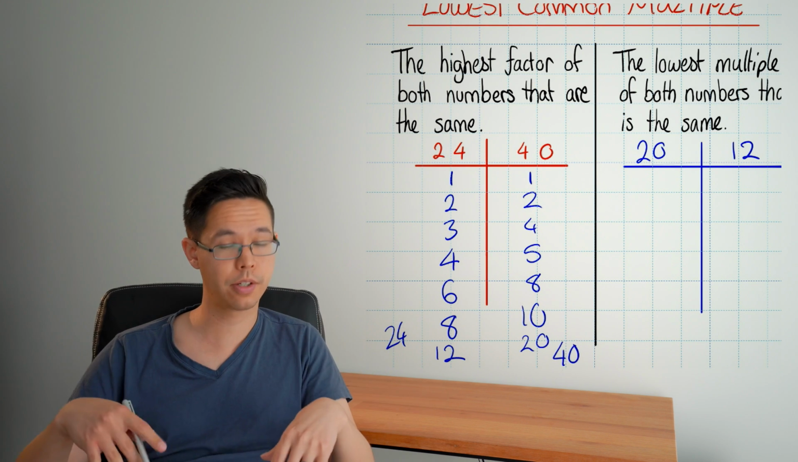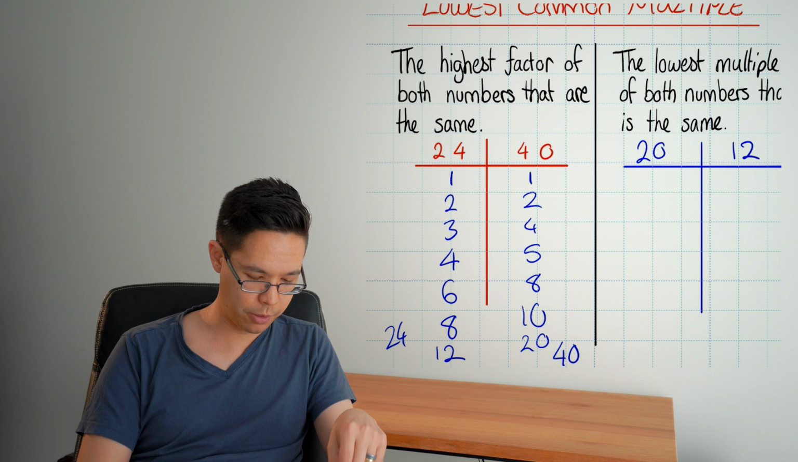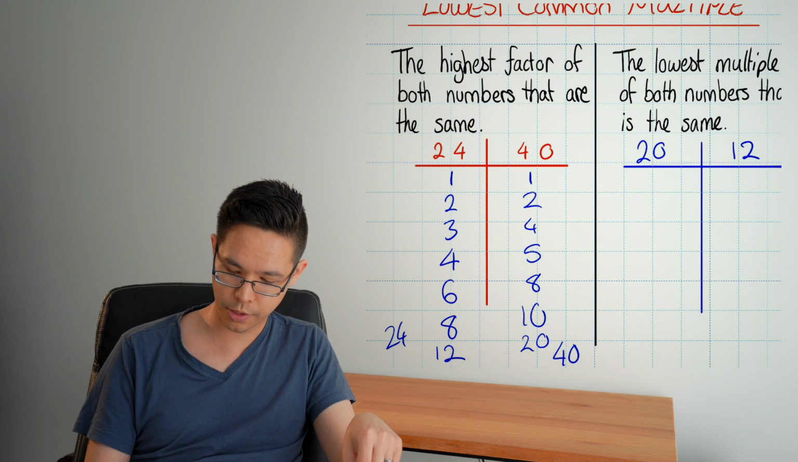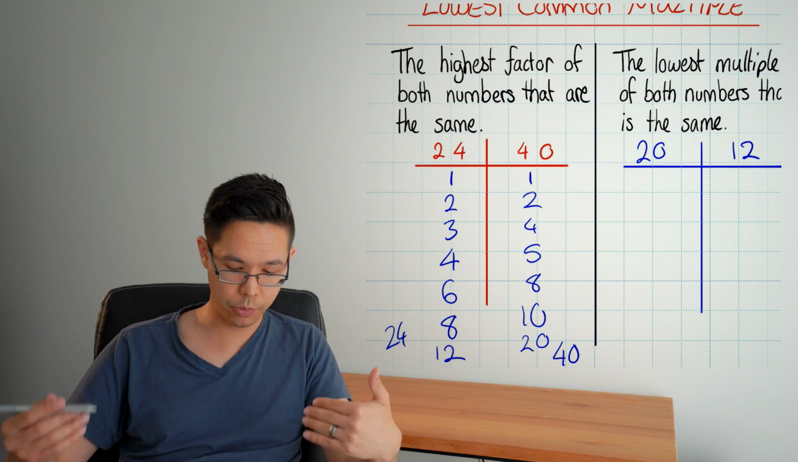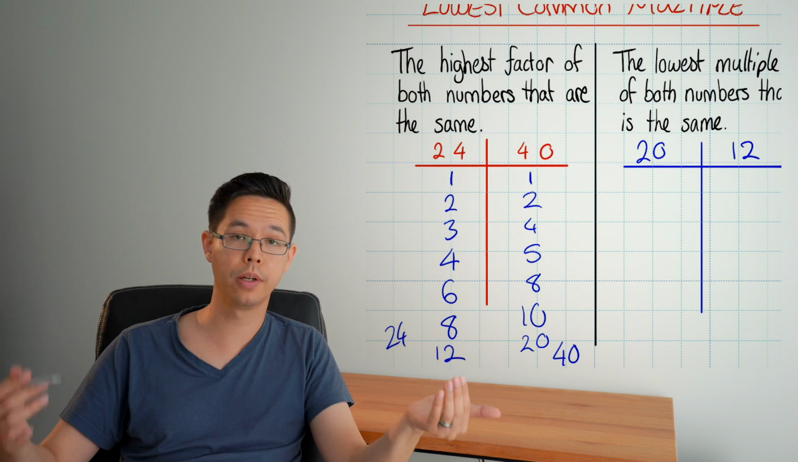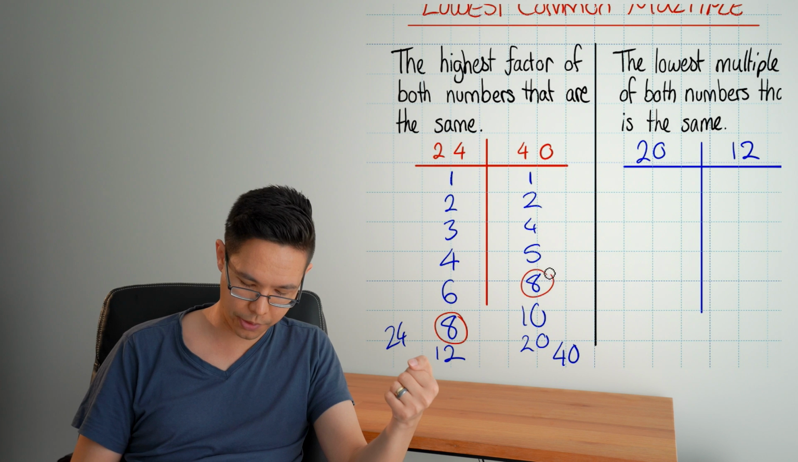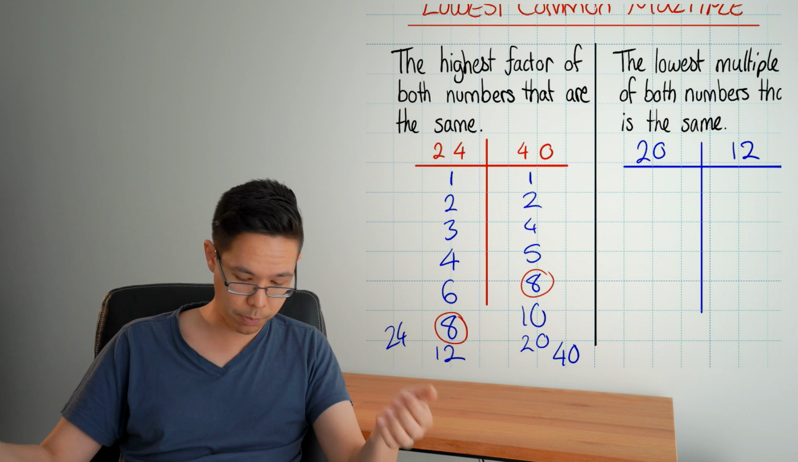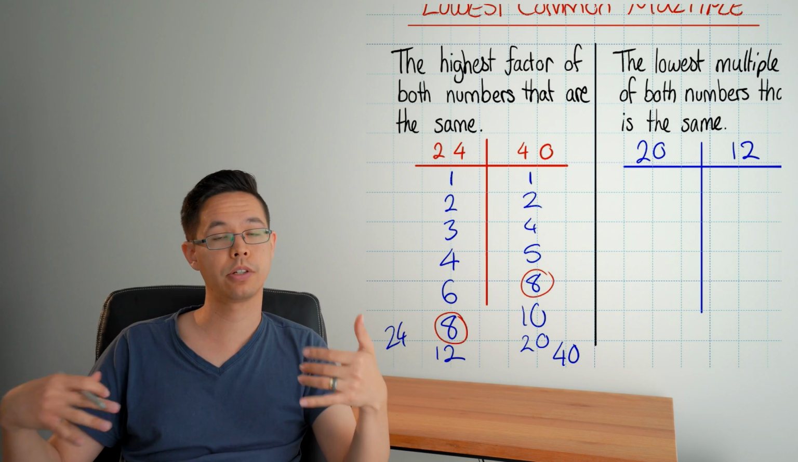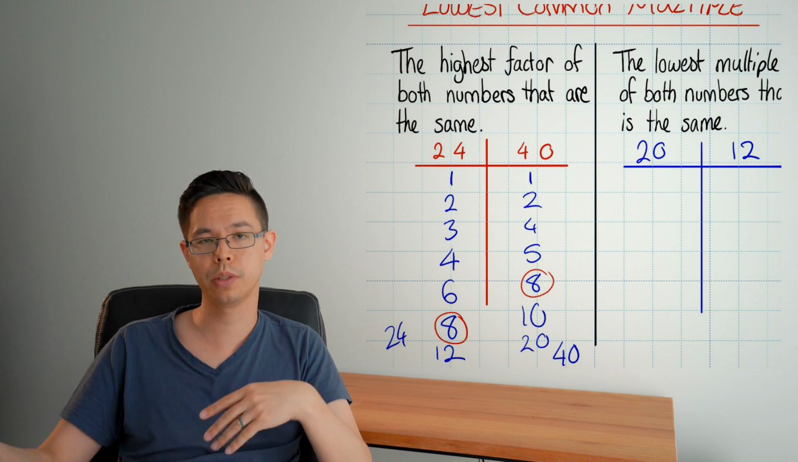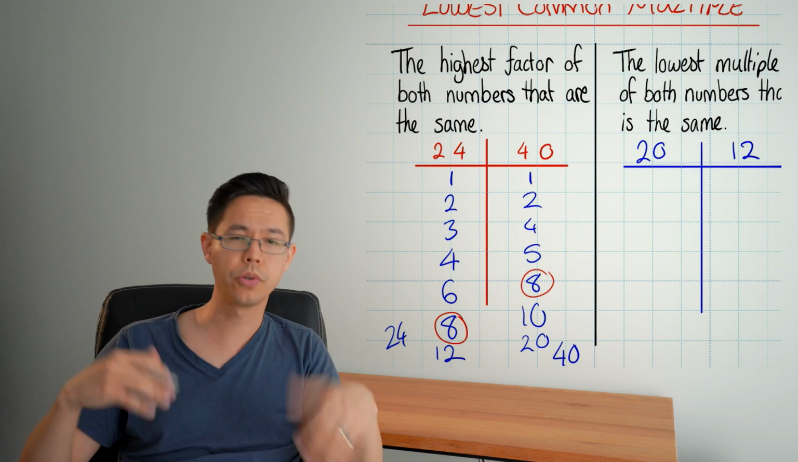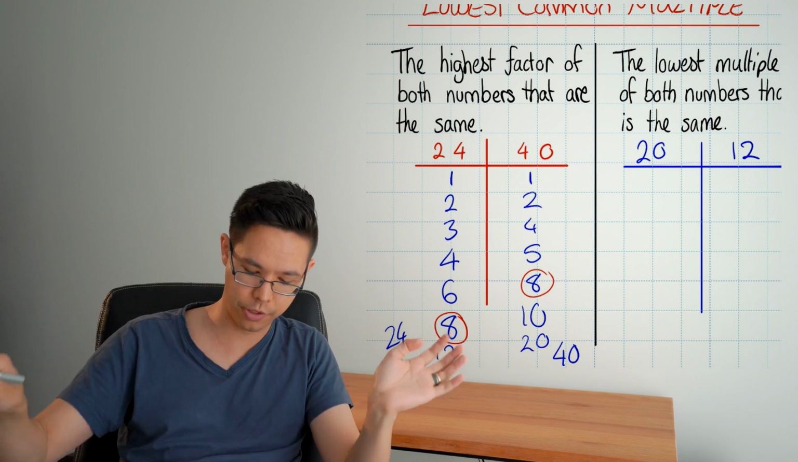Okay, so I've made the list of all the factors. It took me a really long time, and I'm sure you guys are much quicker at it than I am. But basically you want to try and find the biggest one that's common on both of those lists. So I know that 8 is common to both lists, and that's basically it. So the highest common factor for 24 and 40 would be 8. And so you can use that to try and cancel out and simplify fractions.